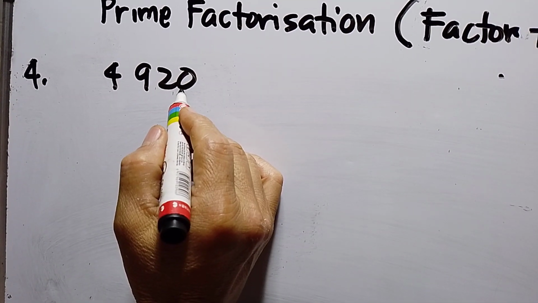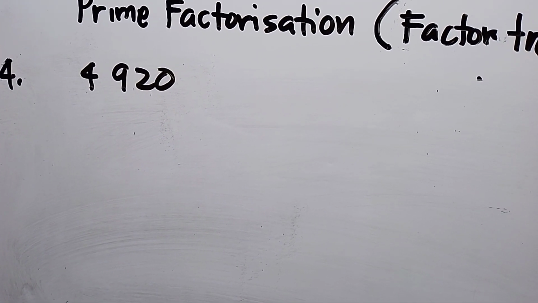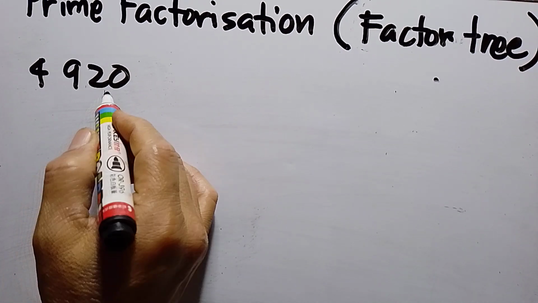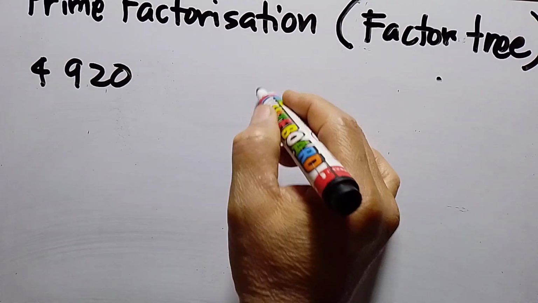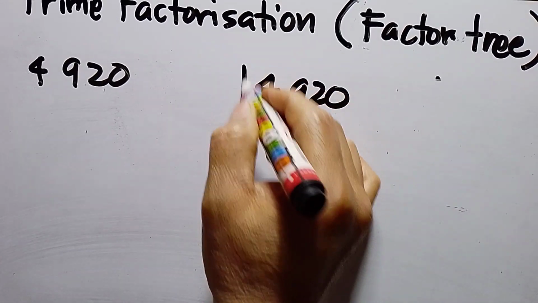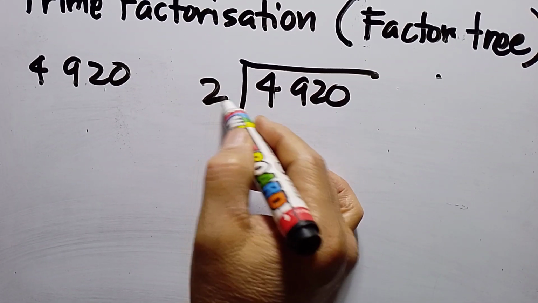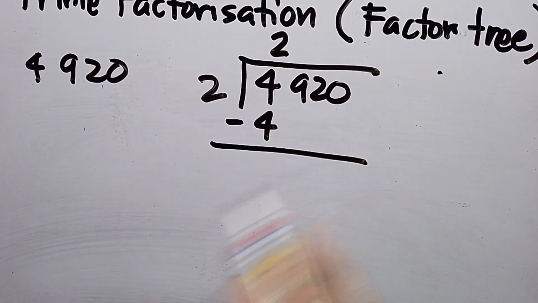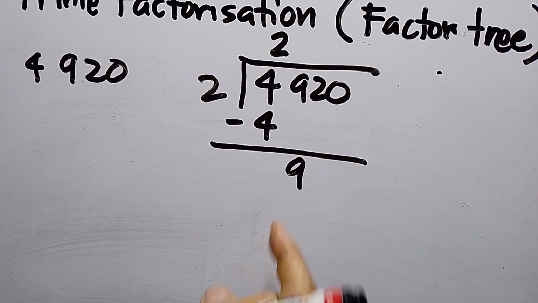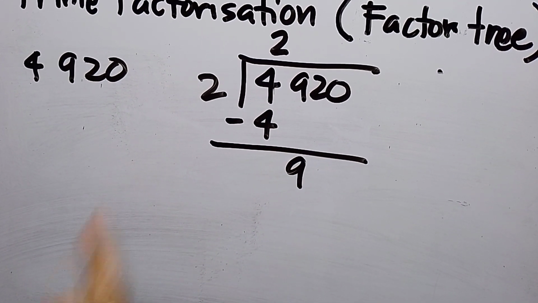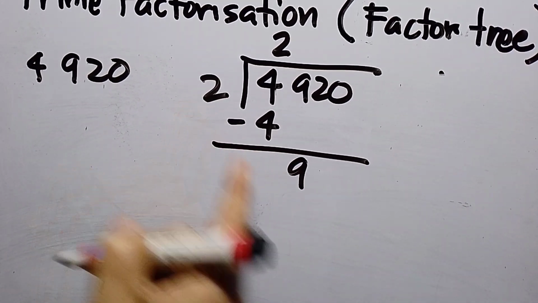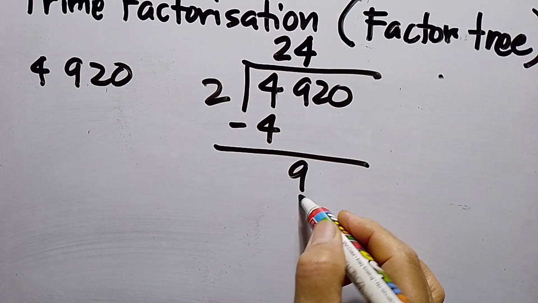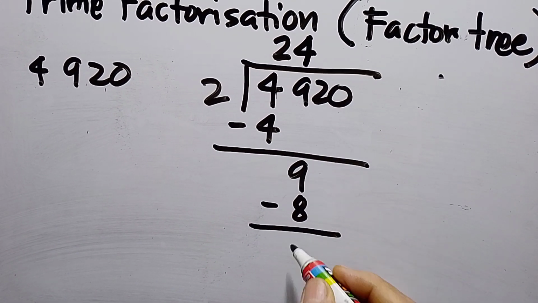Okay, since the last digit is 0, this is to recall our divisibility rule. If 0, this can be divided by 2. So 4,920 divided by 2. So 4 divided by 2 is 2. Then multiply, this is 4. 4 take away 4, that will be 0. Bring down 9. Since 9 is an odd number and my divisor is even, estimate how many 2s do I have in 9. So this will be 4. 4 times 2 is 8. Then 9 take away 8, that is 1.